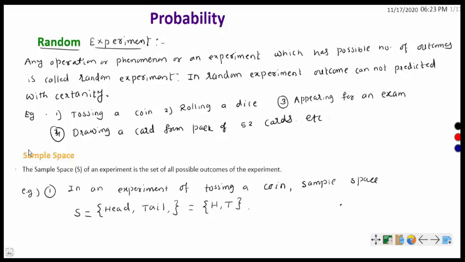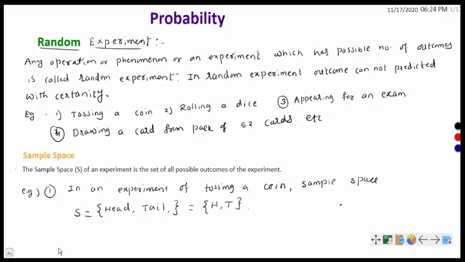Now, next concept is sample space. Sample space is the set of all possible outcomes of the random experiment. Sample space is denoted by capital letter S. For example, in an experiment of tossing a coin, the sample space is S equal to, when we toss a coin, we will either get a head or a tail, denoted by H or T.